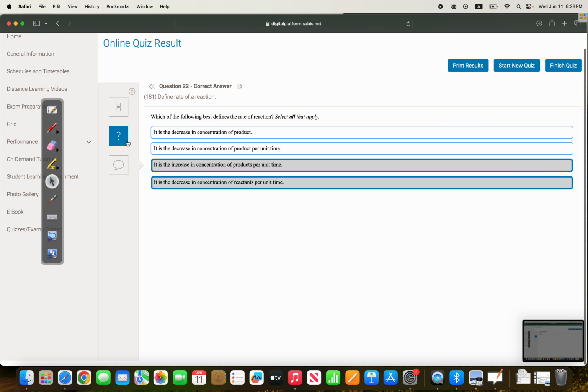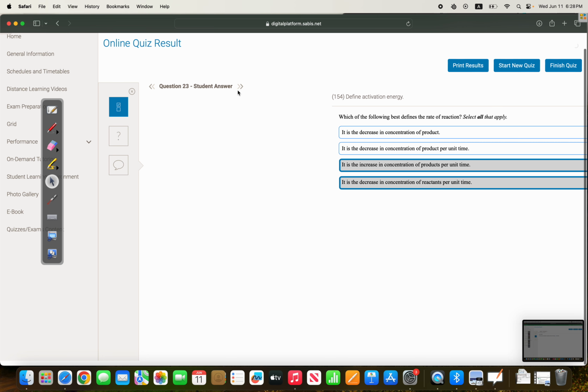Which of the following best defines the rate of reaction? The rate of the reaction is the increase in concentration of products per unit time and the decrease in concentration of reactants per unit time, which is something we explained in the first question.